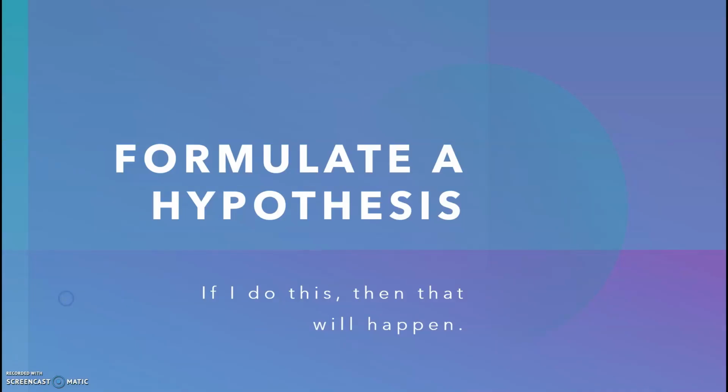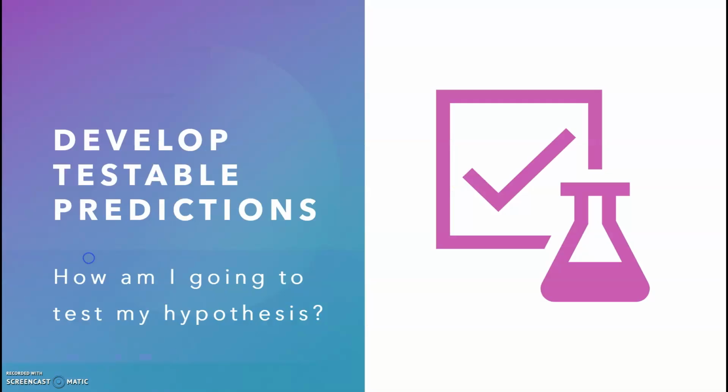Those questions are going to lead into a hypothesis. So you're going to formulate a hypothesis. If I do this, then that will happen. If this happens in an event, then this is the result. And that hypothesis is going to help you to develop testable predictions. So how am I going to test my hypothesis? How am I going to get those results? Because remember, scientists want other people to be able to recreate their experiments and come up with the same conclusion that they did.